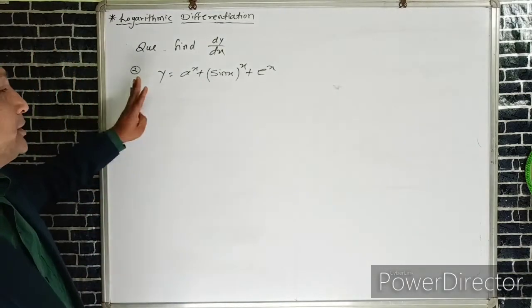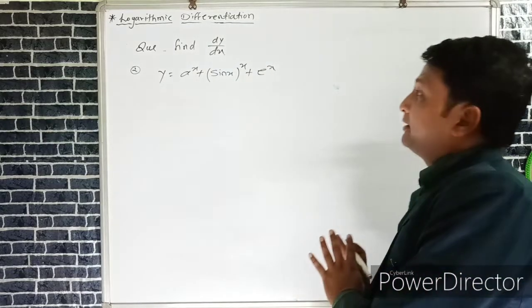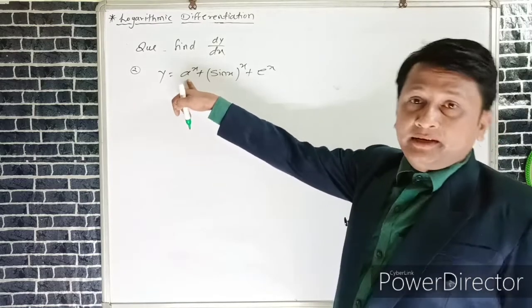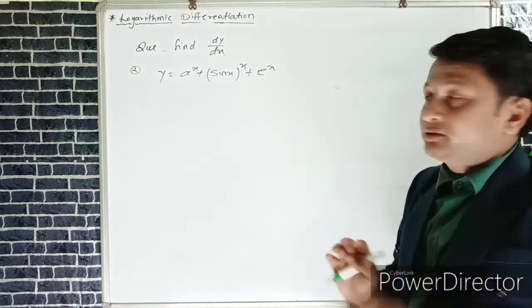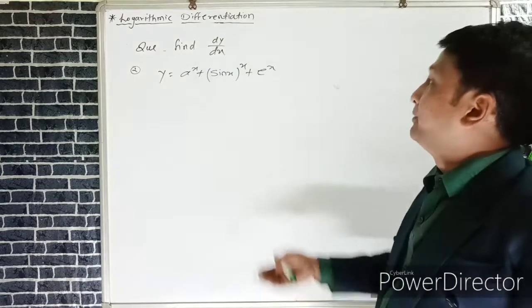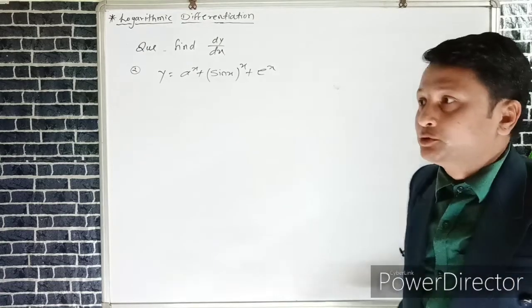Similarly, the given function is also a complicated function. If we try to differentiate directly, then we can find the derivative of a to the power x, because the derivative of a to the power x is a to the power x into log a. We can also find the derivative of e to the power x, because the derivative of e to the power x is equal to e to the power x.